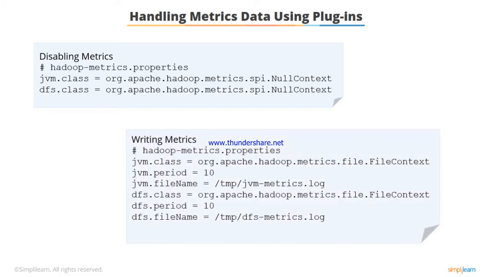Writing metrics to a file on file system. File context polls the internal components of Hadoop for metrics periodically and writes them out to a file on the local file system.